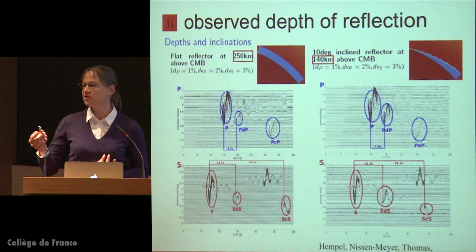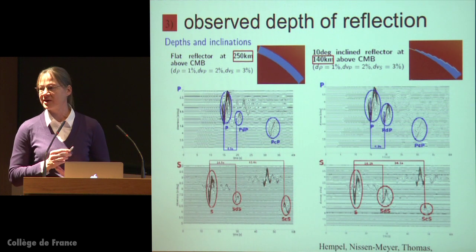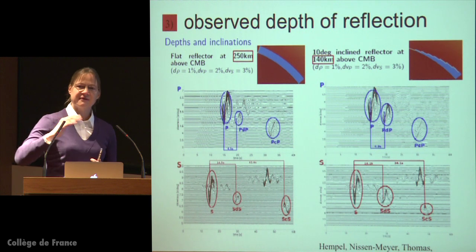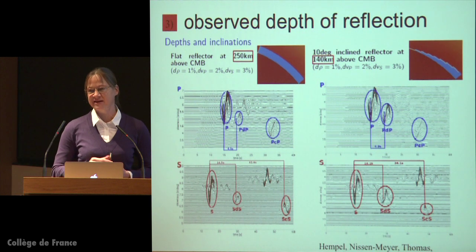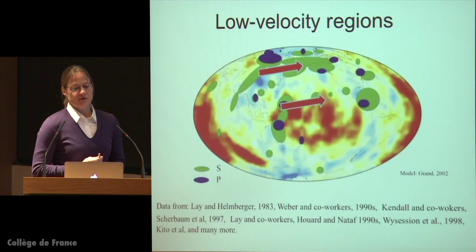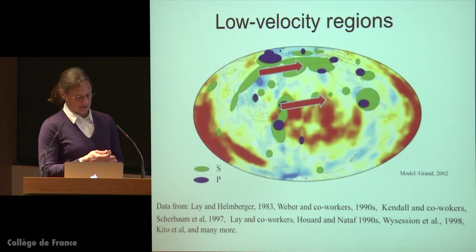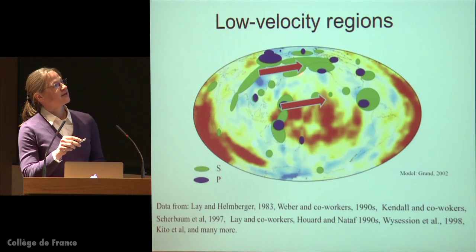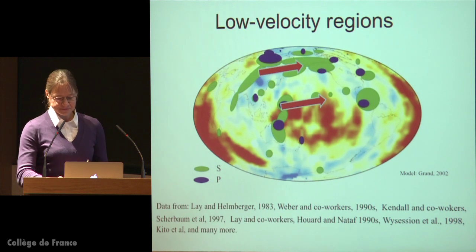So possibly we're not 400 kilometers above the core mantle boundary, but maybe only 100 kilometers above the core mantle boundary if we have not flat reflectors but inclined reflectors. So just looking at the low velocity regions, I'm looking at two regions, one that has been studied before by Thornley and many co-workers, and another one here in the Bering Sea.